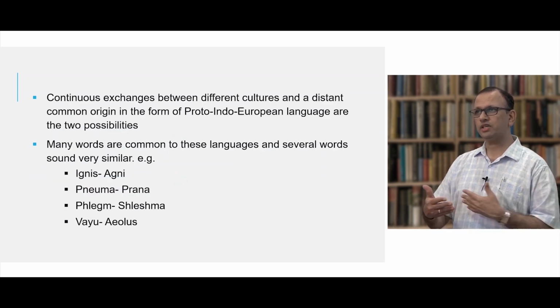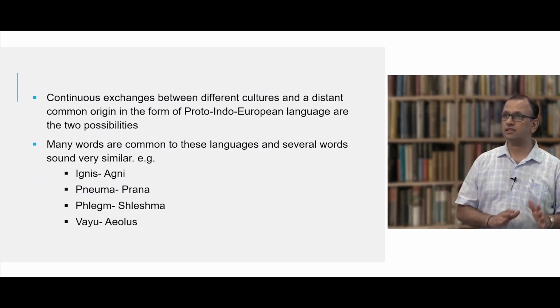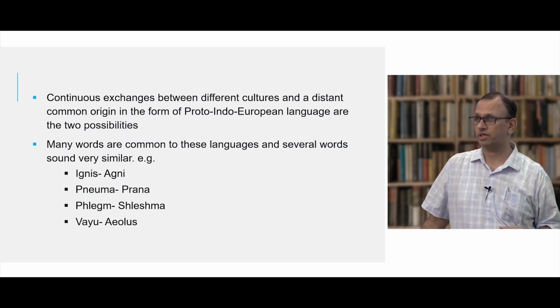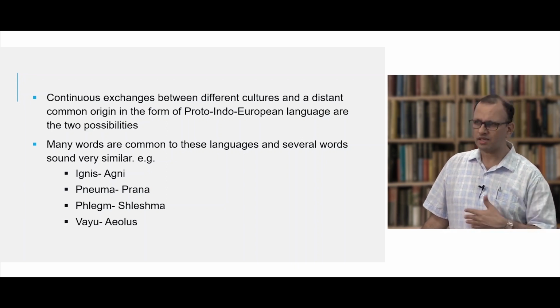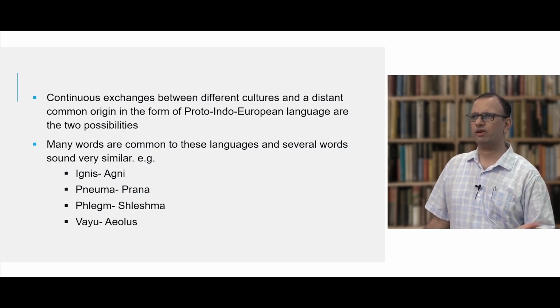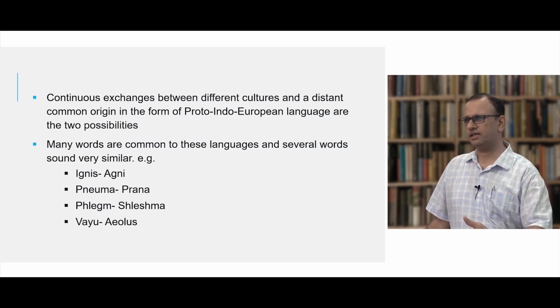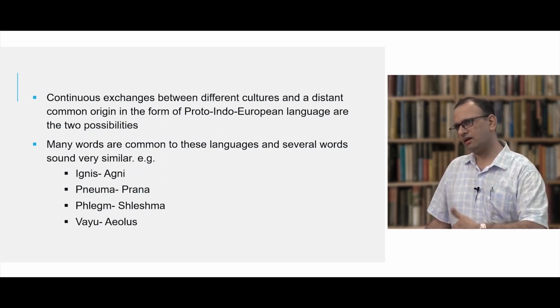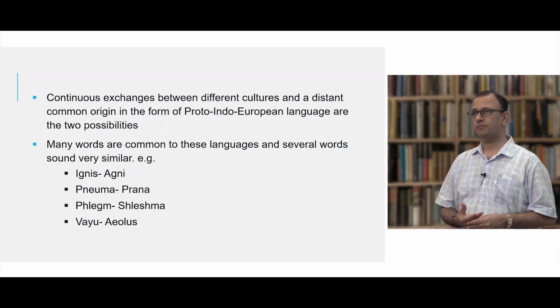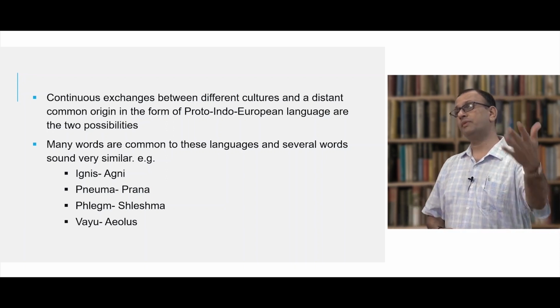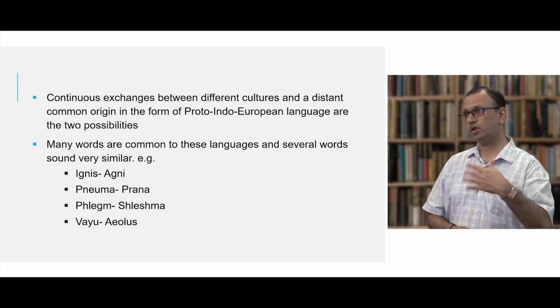Continuous exchanges between different cultures and a distant common origin in the form of a Proto-Indo-European language are the 2 possibilities, and both could be true. There must have been several exchanges. For instance, we have references to Greek scholars visiting India, maybe Takshashila, and exchanges having taken place. And even before that, possibly through Persia. This exchange was a common thing to have happened. So there are 2 possibilities: continuous exchange between different cultures, and a distant common origin in the form of Proto-Indo-European language. That is another possibility.